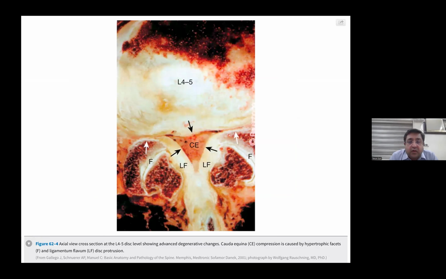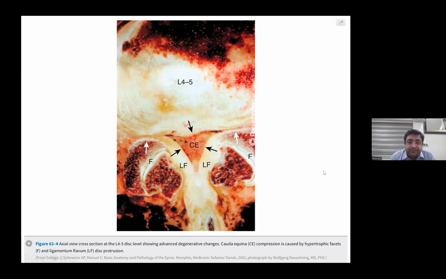An axial section in this cadaveric section also shows how central canal stenosis develops by hypertrophy of the ligamentum flavum. And you can see all the cauda equina nerve roots, labeled as CE, clumped together and living in a very tight space, along with the hypertrophy of the facet joints on both sides and a disc prolapse from the anterior aspect.